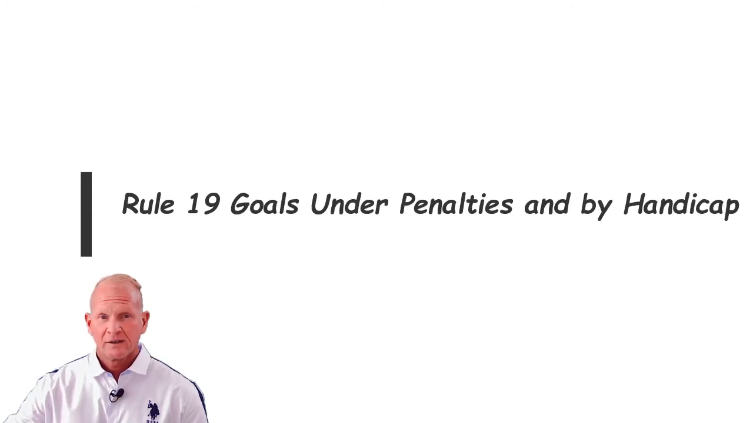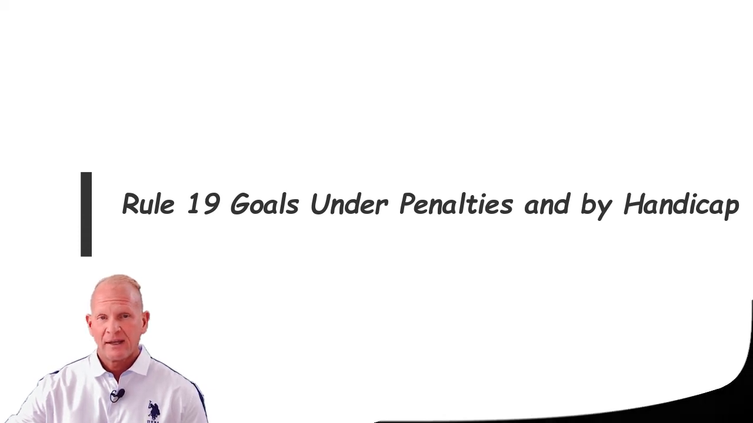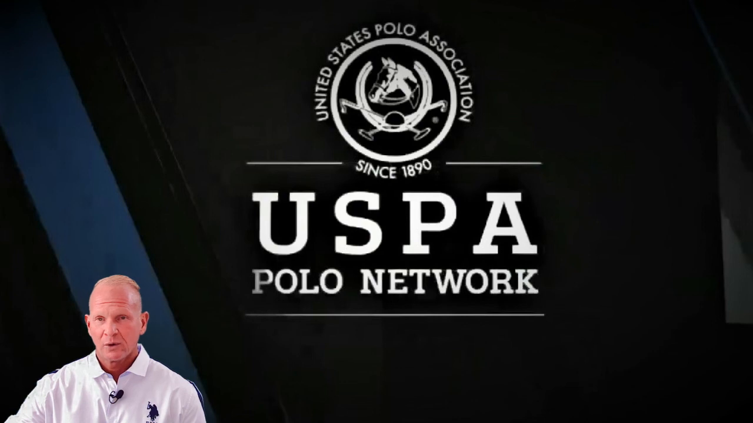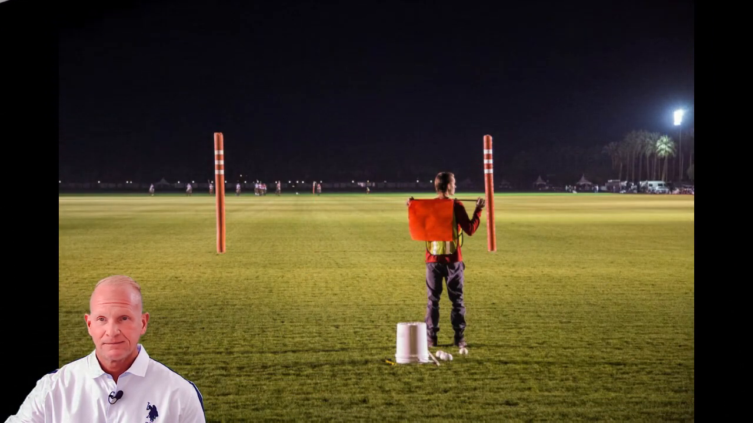Rule 19, goals awarded by handicap or by penalty. So goals awarded by handicap, goals scored on the field, goals scored on penalty shots, they all count the same, 1 point. And it has to be in the rule, but that's obvious to everybody. Okay, so handicaps.